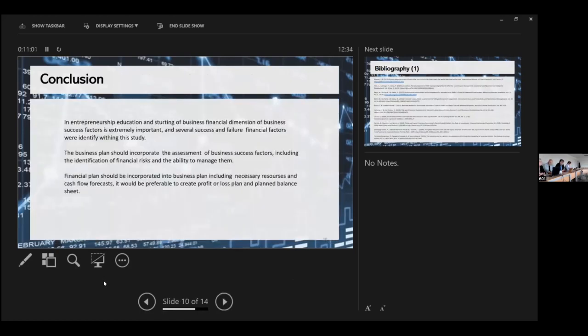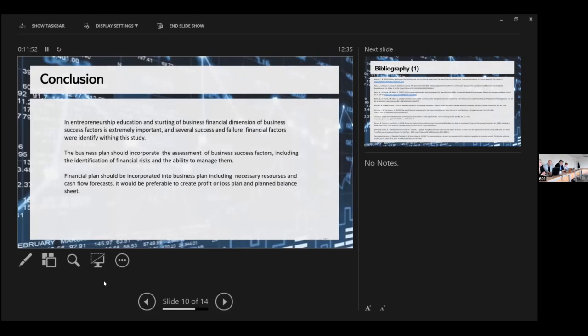And in conclusion, I would like to underline that entrepreneurship education and starting a business are extremely important in our uncertain times. It is especially important to take into account business in general and especially financial success factors. And it's necessary to incorporate the assessment of these business success factors, including financial risks, into business plans, and to be able to manage them.